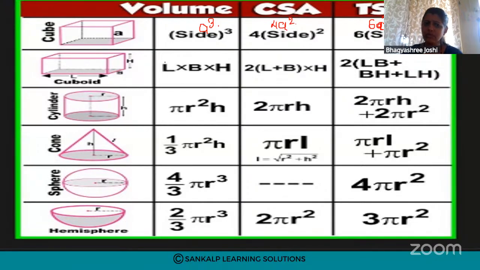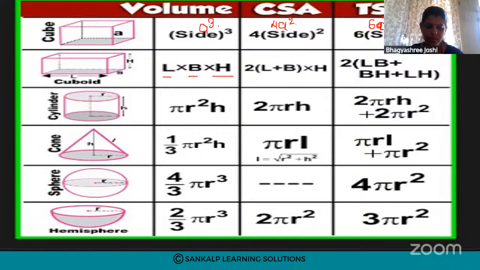Next one, cuboid. Okay, volume of the cuboid. So this is length, and this is breadth, and this is height, right? Volume of the cuboid is length into breadth into height, L into B into H. Remember, this is a very, very important formula. And the curved surface area is 2 into (L plus B) into H. Total surface area is 2 into (L into B plus B into H plus L into H).